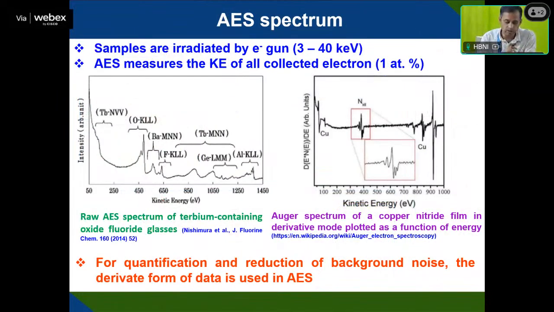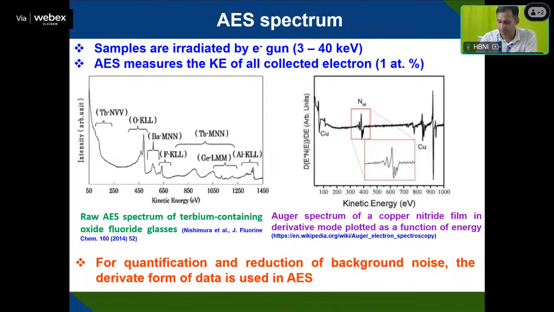Unlike X-ray photoelectron spectroscopy, where we get these intensity peaks directly, here, though we get the peak, we have to go for a derivative analysis: the derivative of the intensity versus kinetic energy, dN(E)/dE.